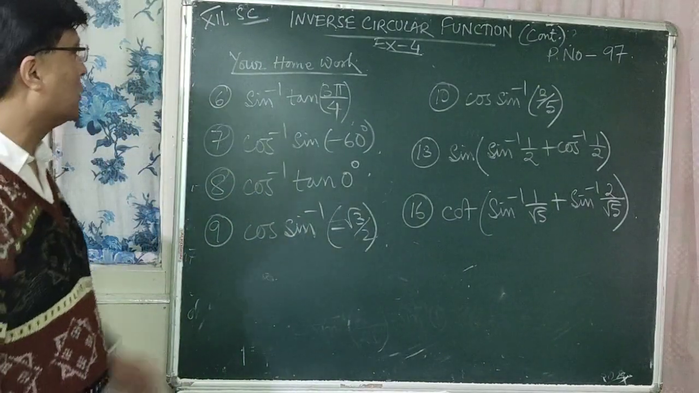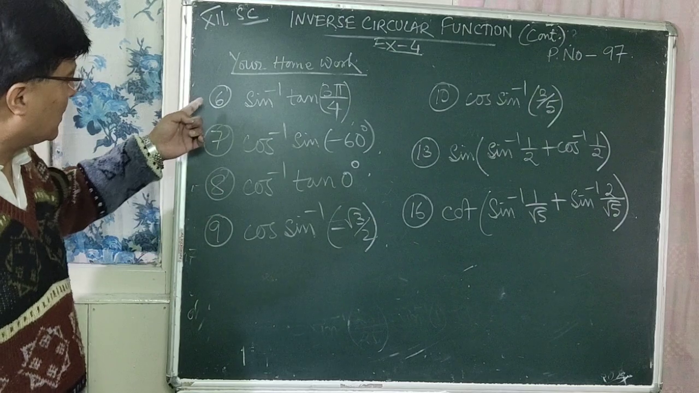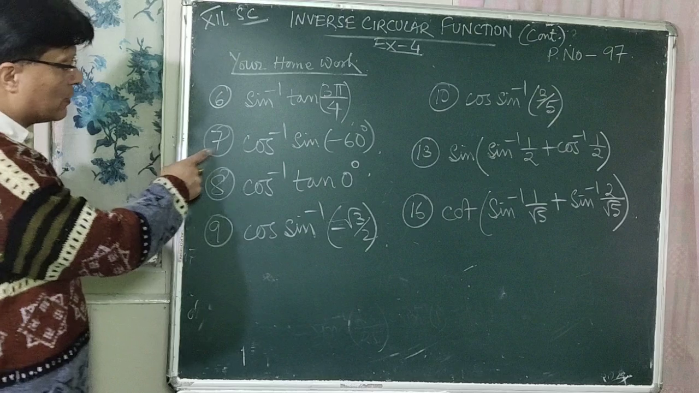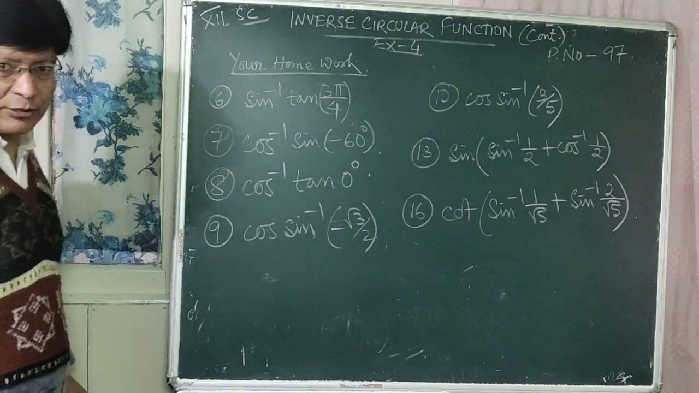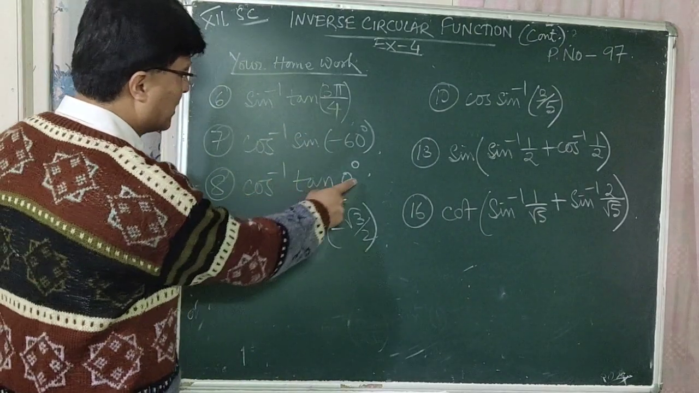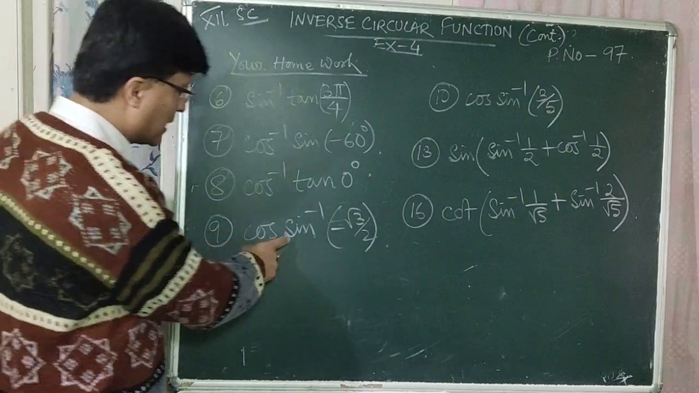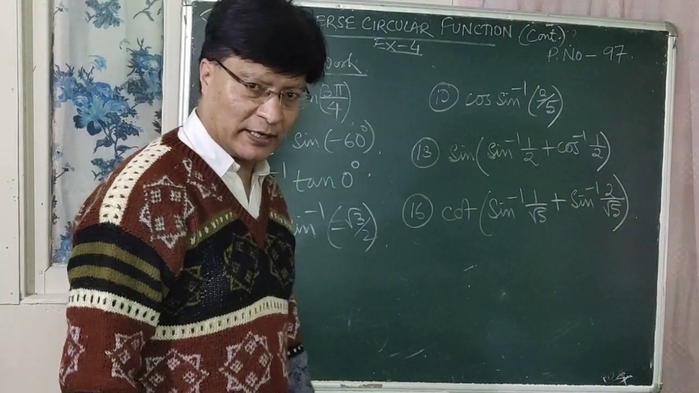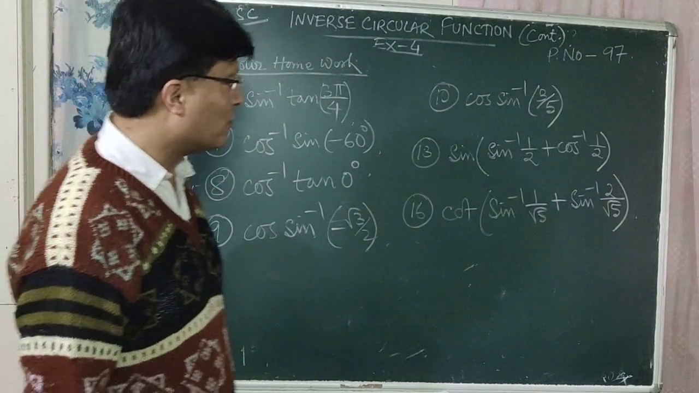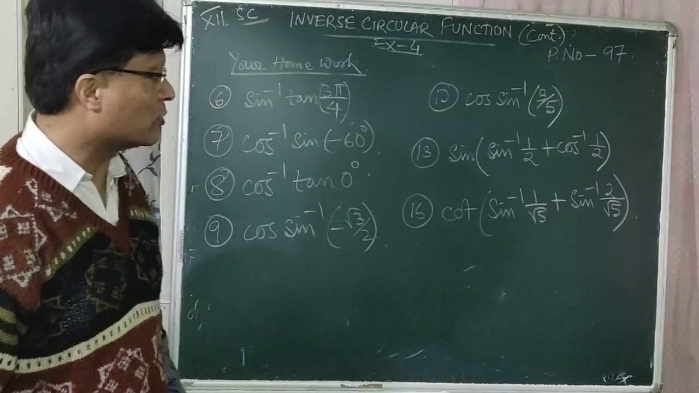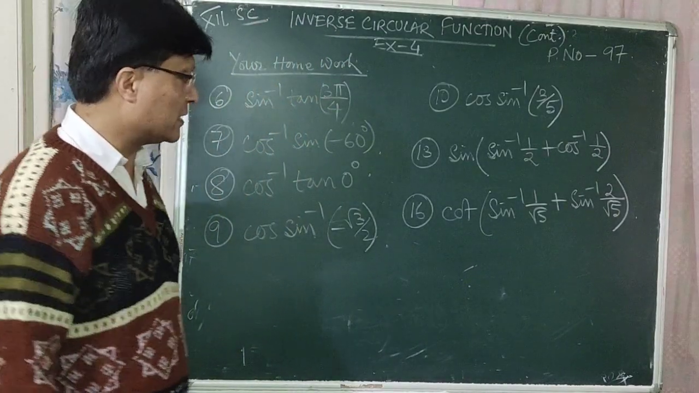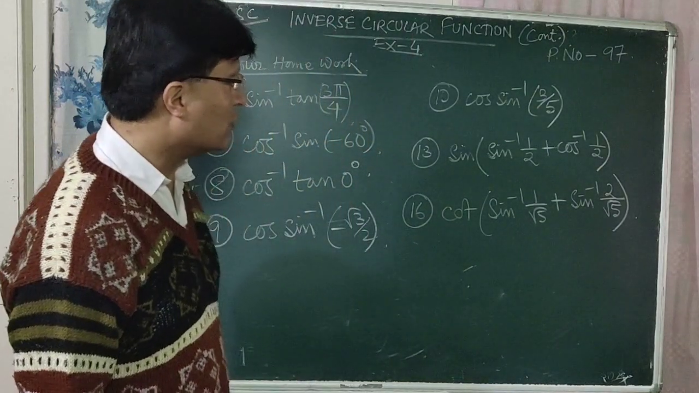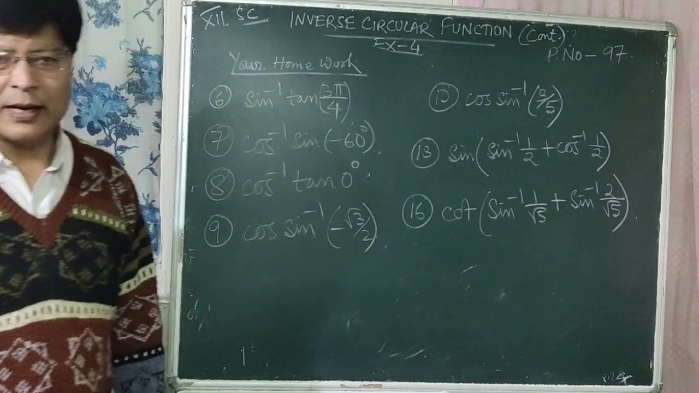So now this is your homework, right? Question number 6, sine inverse tan 3 pi by 4. Question number 7, cos inverse sine of minus 60 degrees. Number 8, cos inverse tan 0 degrees. Number 9, cos sine inverse minus root 3 by 2. Question number 10, cos sine inverse 3 by 5. Question number 13, sine of within bracket sine inverse half plus cos inverse half. And question number 16, cot within bracket sine inverse 1 by root 5 plus sine inverse 2 by root 5, bracket close. I think you can do it.